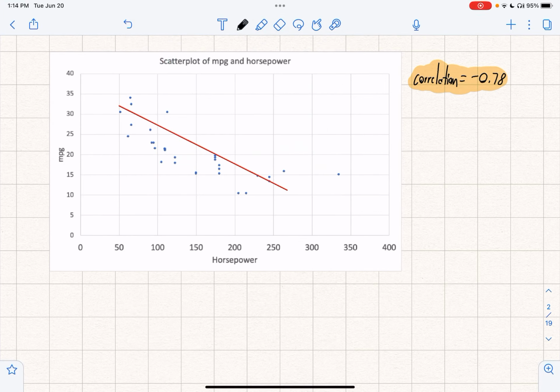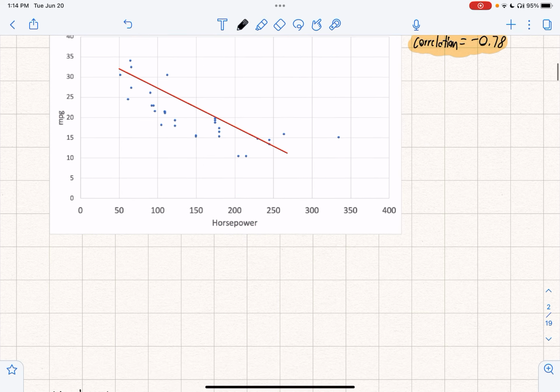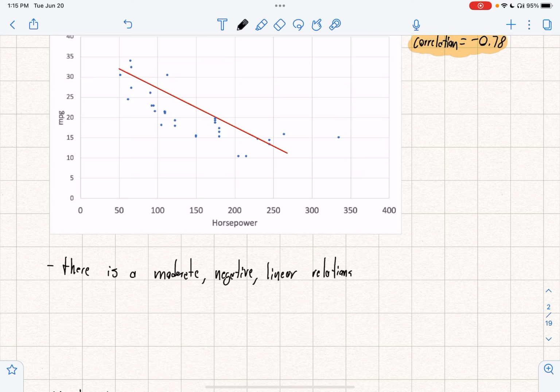Okay, we were looking at this scatter plot, and we drew this potential line of best fit here in red. We're looking at the relationship between horsepower and miles per gallon. So we noted that there is a moderate negative linear relationship between horsepower and miles per gallon.